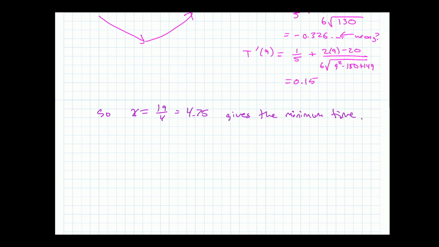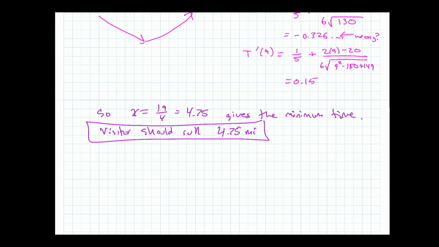Okay, now we need to answer the question. So what was the actual question? The question was, how far should the visitor run to minimize the time it takes to reach the island? Oh, that's actually the answer, right? X was the distance ran. The visitor should run 4.75 miles, because that's what X was, the running distance.